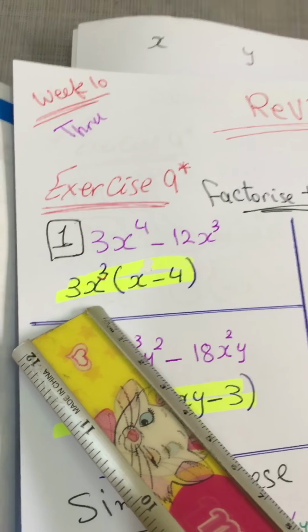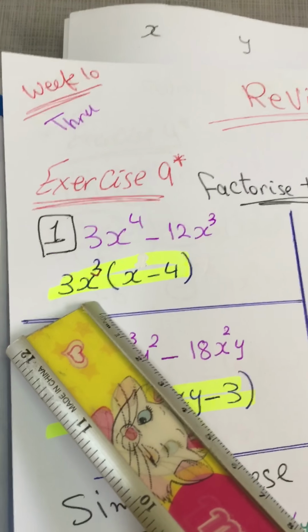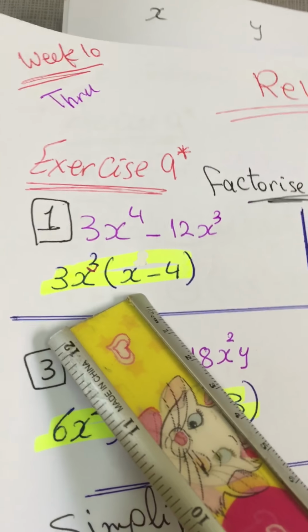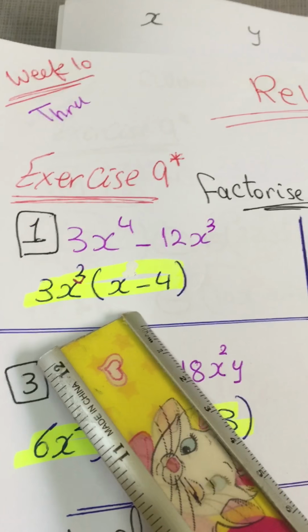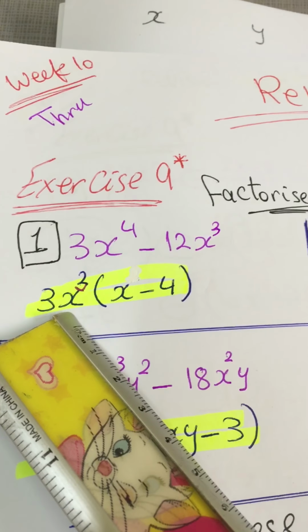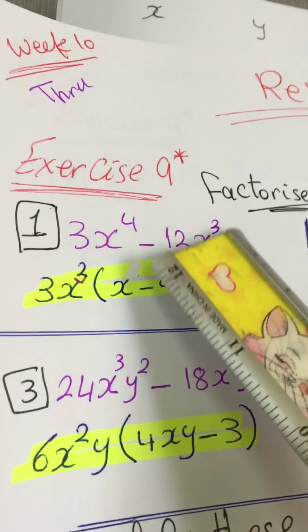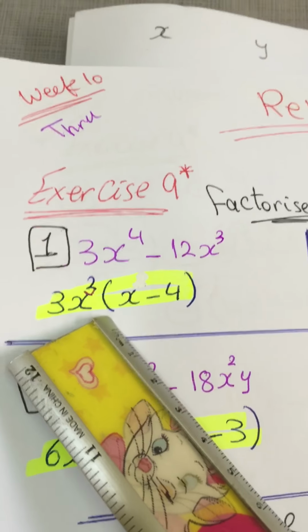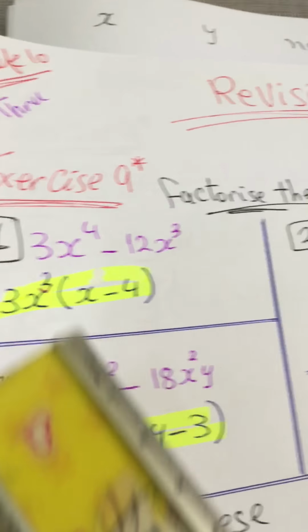So 3 divided by 3 equals 1. x^4 divided by x^3 equals just x, minus the powers. And negative 12x^3 divided by positive 3x^3 will be negative 4, and x^3 cancels with x^3, giving me just 1.